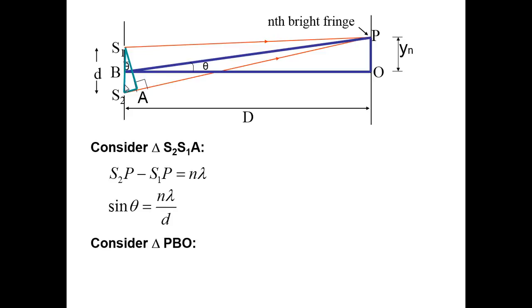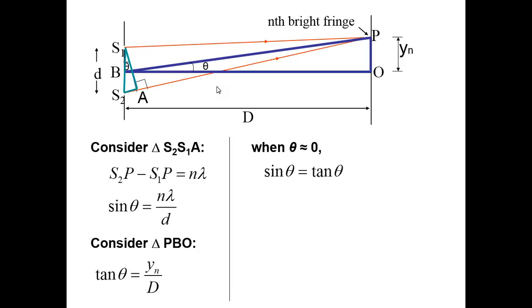Next I'm going to consider another triangle, which is this blue triangle here, PBO. These two angles are approximately the same because the angle is very small, so I'm going to call this angle theta also. So tangent theta will be equal to the opposite, which is yn divided by the big D. Since the angle is very small, using small angle approximation, sine theta is approximately equal to tangent theta, which is approximately theta. So I equate n lambda over d to be approximately equal to yn over D.